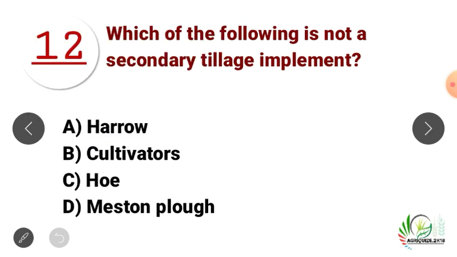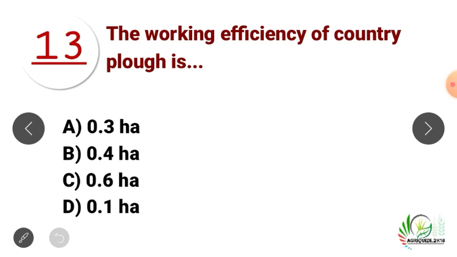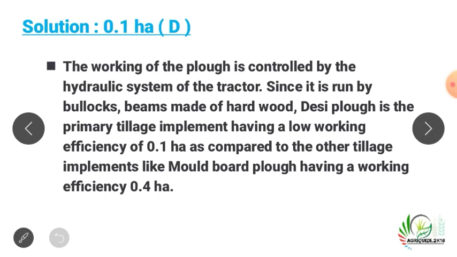Question number 12. Which of the following is not a secondary tillage implement? Option D is correct. Meston plow is not a secondary but a primary tillage implement. Question 13. The working efficiency of country plow is? Correct option is D, 0.1 hectare. The working efficiency of mold board plow is 0.4 hectare.